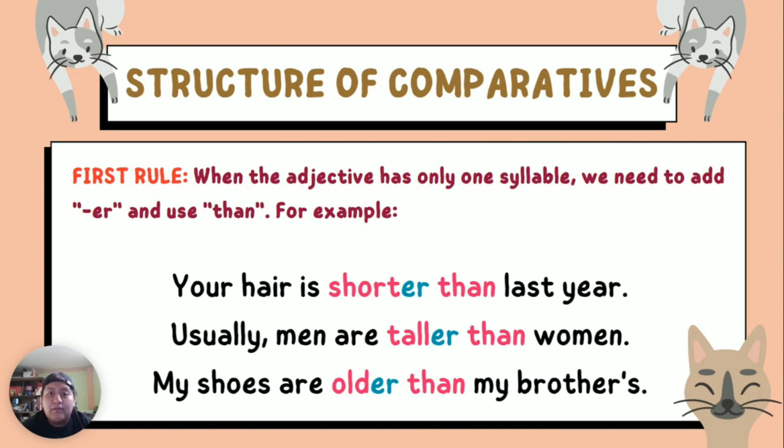Next example. Usually, men are taller than women. The adjective is tall, but we need to add er, taller, and use than, taller than. Next example. My shoes are older than my brother's. The adjective is old. We need to add er, older, and use than, older than.